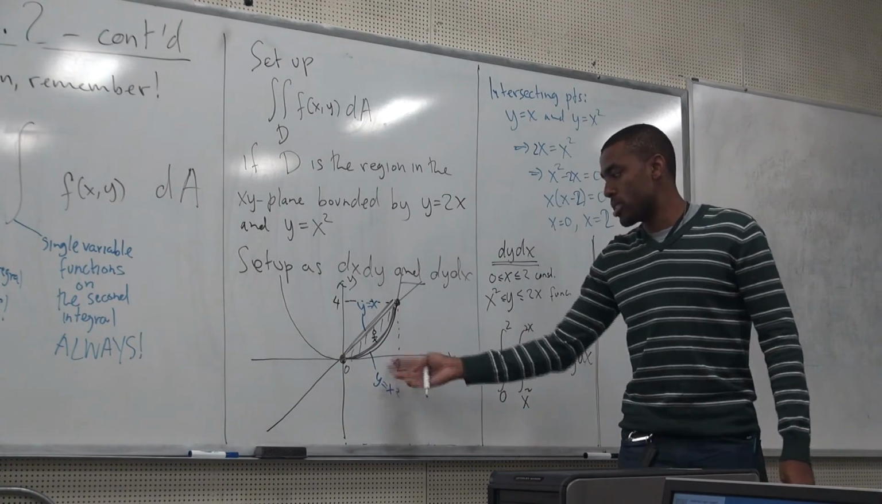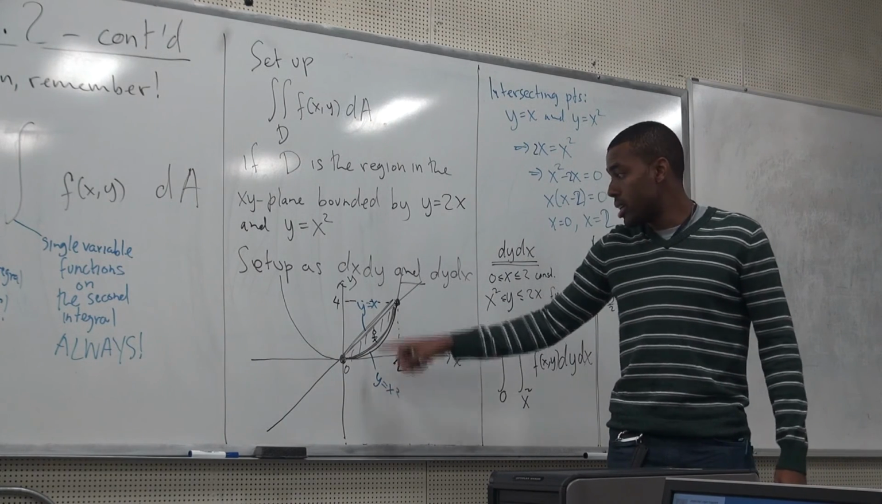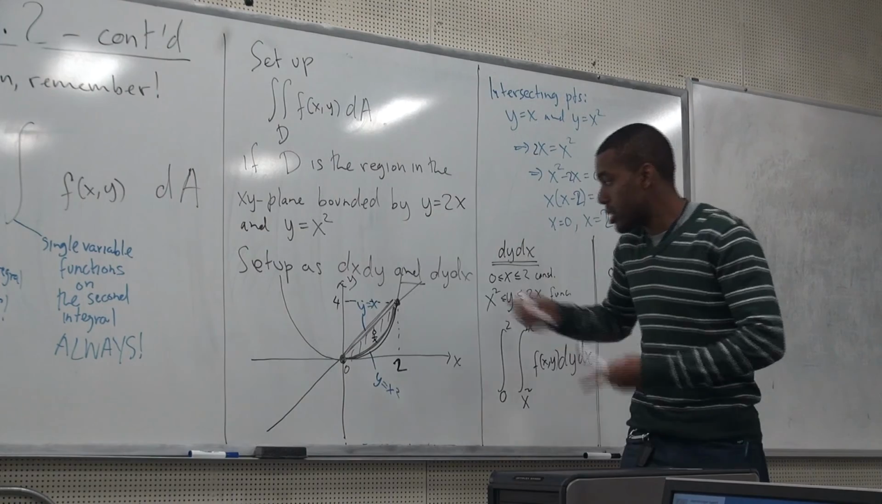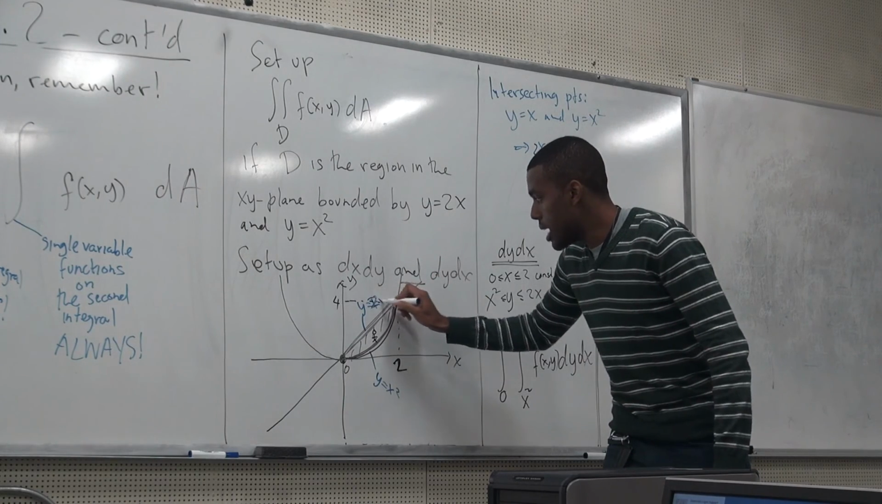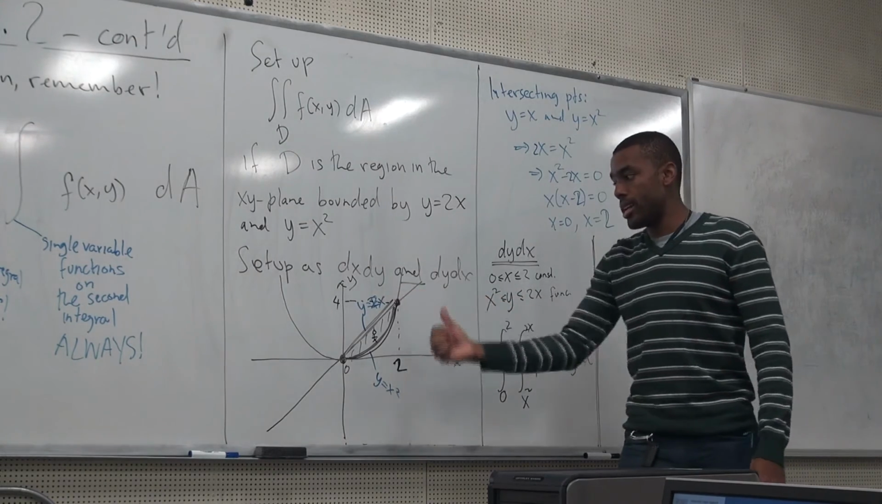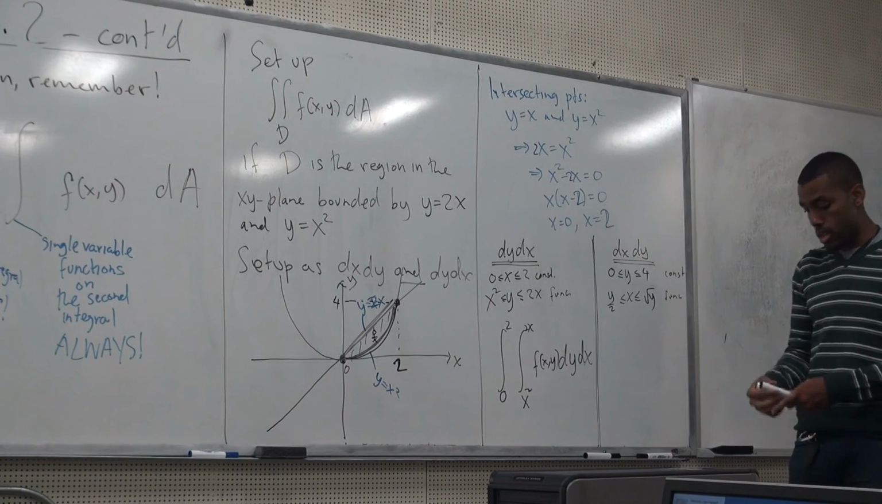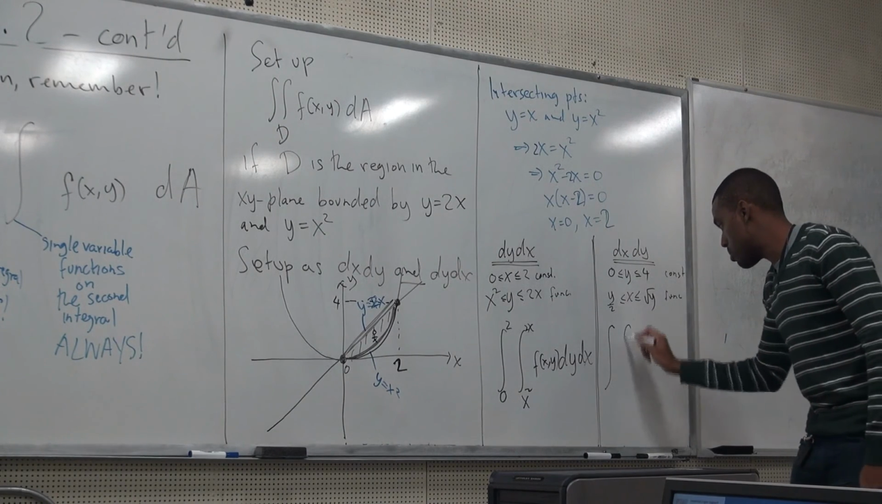So I have to solve for the other variable. I have y equals x squared. I solve for x, I get x equals radical y. If I have y equals 2x, I solve for x, I get x equals y over 2. On my left is the line, on my right is the parabola. Therefore, on my left is this, on my right is that. And then the limits would be set up.